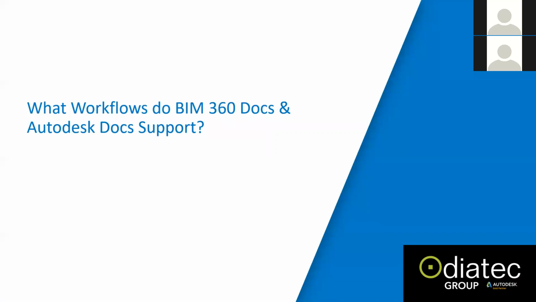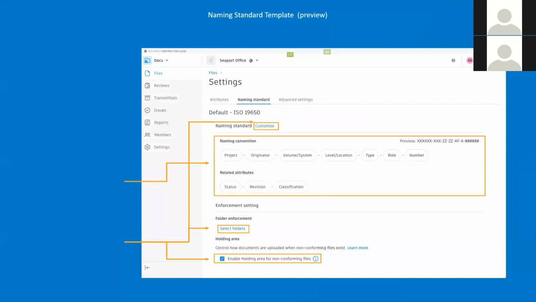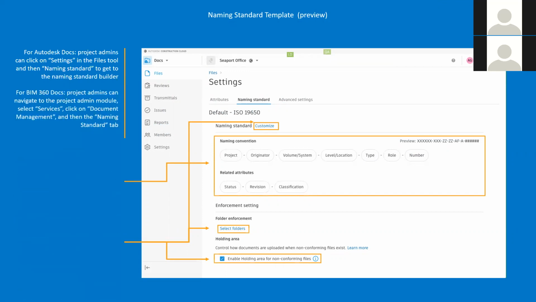So what workflows do BIM 360 Docs and Autodesk Docs support? What we have here is the naming standard overview page in Autodesk Docs. For Autodesk Docs, we've got project admins, so they can click on the settings in the files tool, and then the naming standard to get the naming standard builder. So this is the new naming enforcement for ISO 19650 projects. It's highly customizable, I will say that. So even if you're not using the BS 1192 or ISO 19650, you can customize this to suit your own naming standard. Perhaps you have some other type of defined standard. You can customize it, so it's quite customizable.